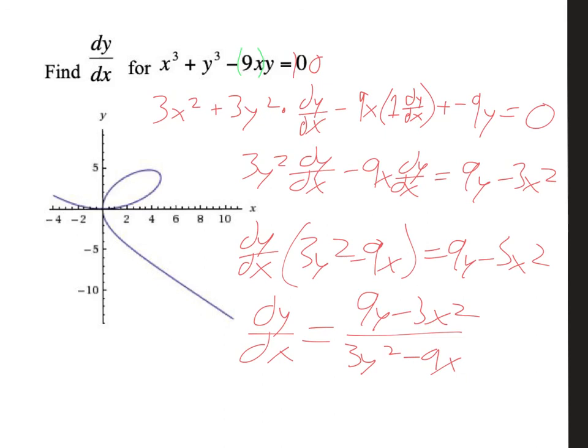So in class on Tuesday, we'll go deeper into this idea of implicit differentiation. We'll practice it. And you should have a couple practice problems assigned for your Monday homework as well to follow up from this video.